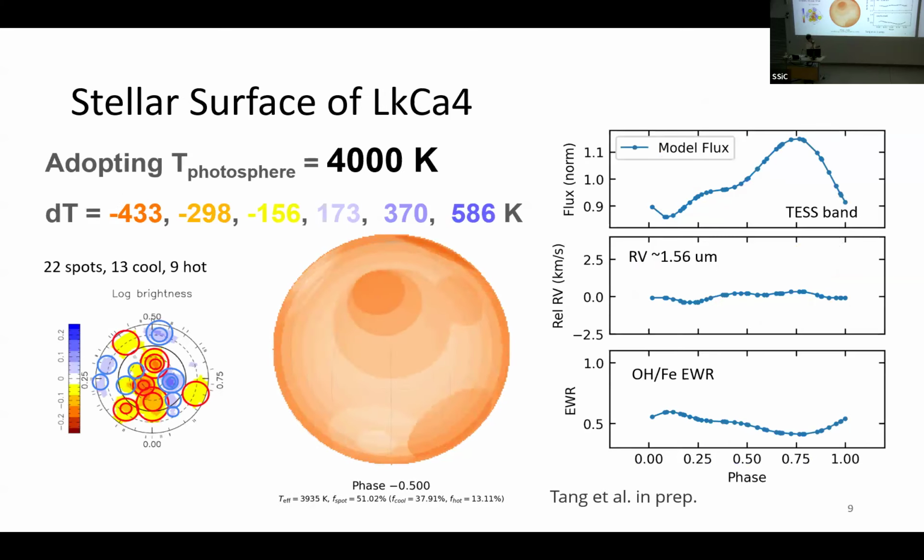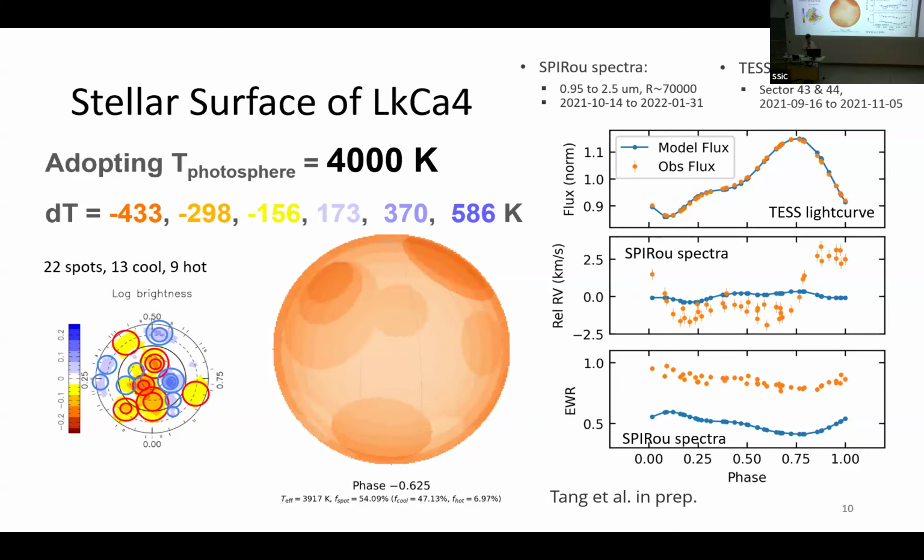So here is the first attempt. Here is a model, and on the right is the observable generated from the model. On top is the light curve. The middle panel is radial velocity around 1.5 micron, and the bottom is the equivalent width ratio, tracking the temperature variations. So what we can do now is overplot the observation data for Kelvin 4, and here is the result. You see the photometry matches pretty well, but the RVs and equivalent width ratio are way off, which makes sense because we adopted a temperature of 4,000.